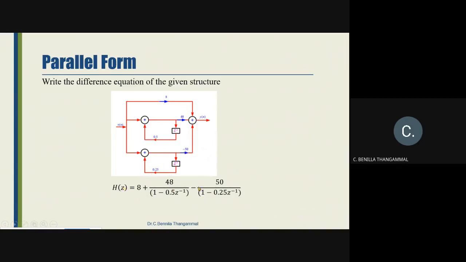Now take the LCM, and then you just cross multiply with your Y of z by X of z, and take the inverse z transform, you'll get the equations.